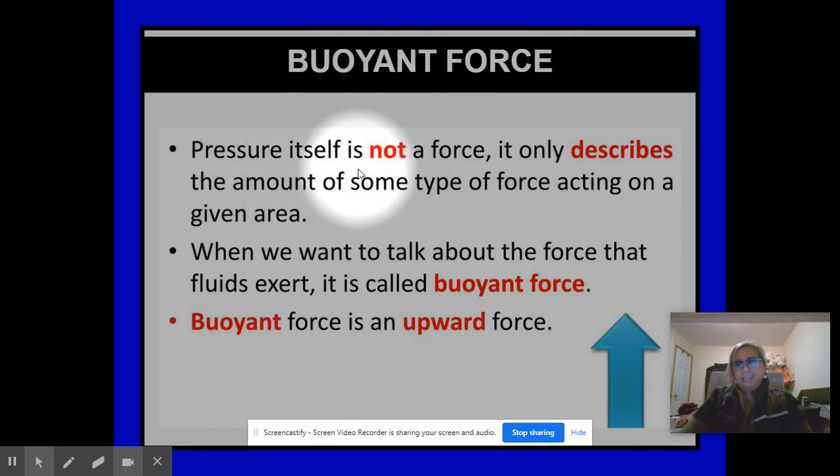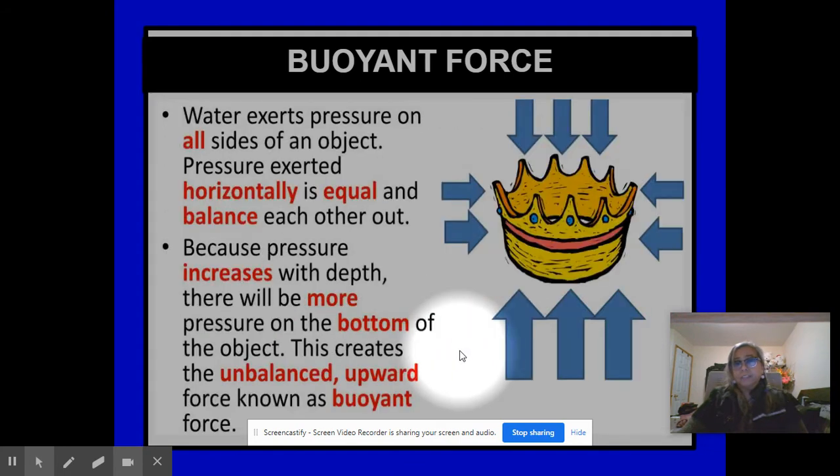Pressure itself is not a force, it only describes the amount of some type of force acting on a given area. So when we want to talk about the force that fluids exert, it is called buoyant force. Buoyant force is an upward force. Remember that. Buoyant force is an upward force.